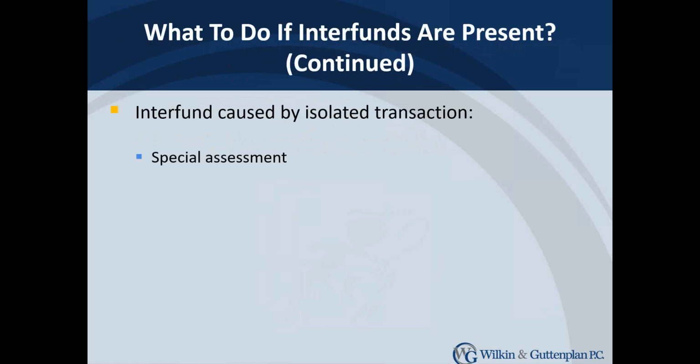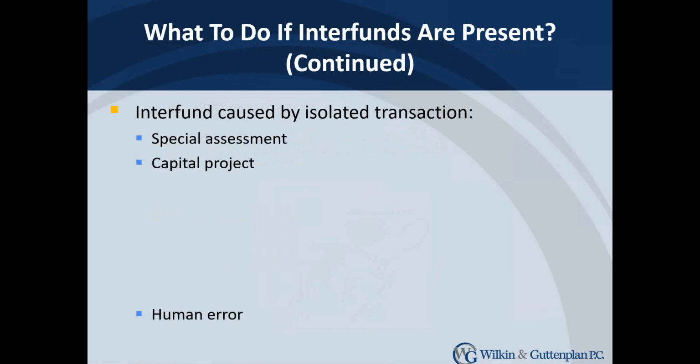Interfunds can sometimes be caused by isolated transactions. I think I gave the example before, you might record the income from a special assessment in one fund, but maybe the cash came in and was deposited into another fund. Same for capital projects. You might have a project that's being expensed to one fund, but actually the cash is being paid from another bank account. And like I said before, it might just be a simple transaction that was a human error.